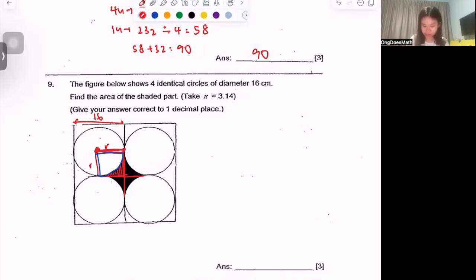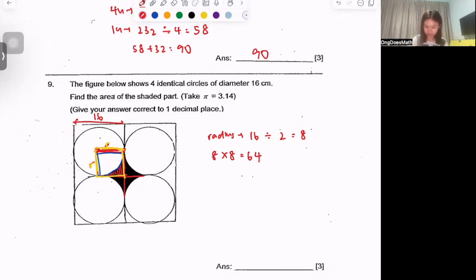So this is your radius. This is also a radius. Let me change the color to purple. Try yellow. So to find the area of this square is just radius times radius. So your diameter is 16, which means your radius is just 16 divided by 2, which is 8. So the yellow square is just 8 times 8, which will give you 64.